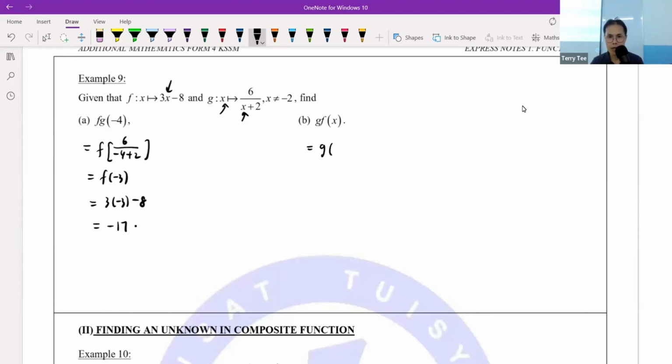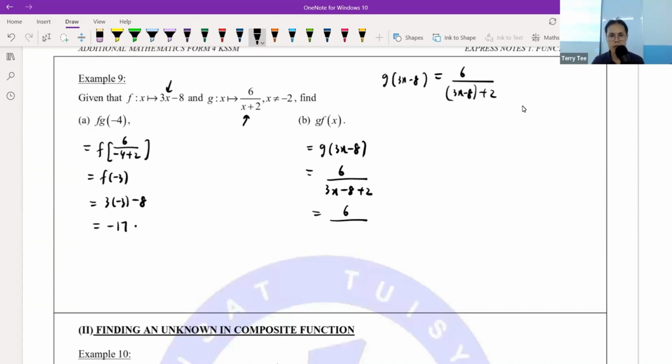Okay, for gf(x), we are going to put f(x) inside g(x). Your f(x) is 3x minus 8. You put inside your g(x). Now, remember, for composite function involving unknown, you got to think bracket. If I put apple here, I must put apple here. But if I put 3x minus 8 here, I must replace this with 3x minus 8. So basically what we have is 6 over 3x minus 8 plus 2. As we simplify further, you get 3x minus 6.